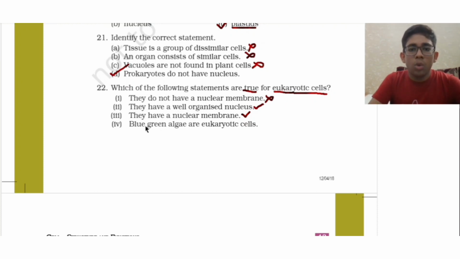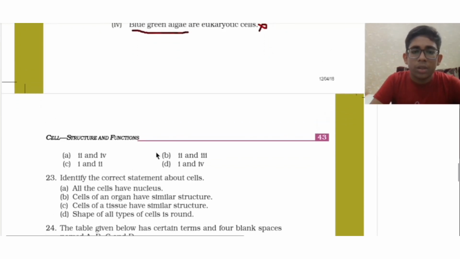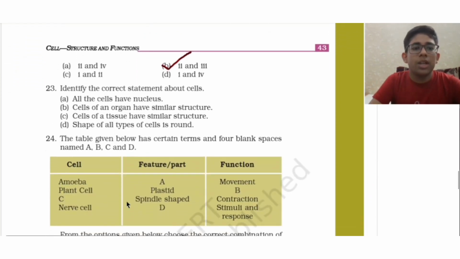Fourth option, blue-green algae are eukaryotic cells. This is wrong because blue-green algae are a type of bacteria that are prokaryotic. So this is also wrong. So option number 2 and option number 3 are correct. So in the options we can check option 2 and 3. So the answer is B. In question number 23, we have to find the correct statement about cells. So this is generalized, so we have to check all the options.